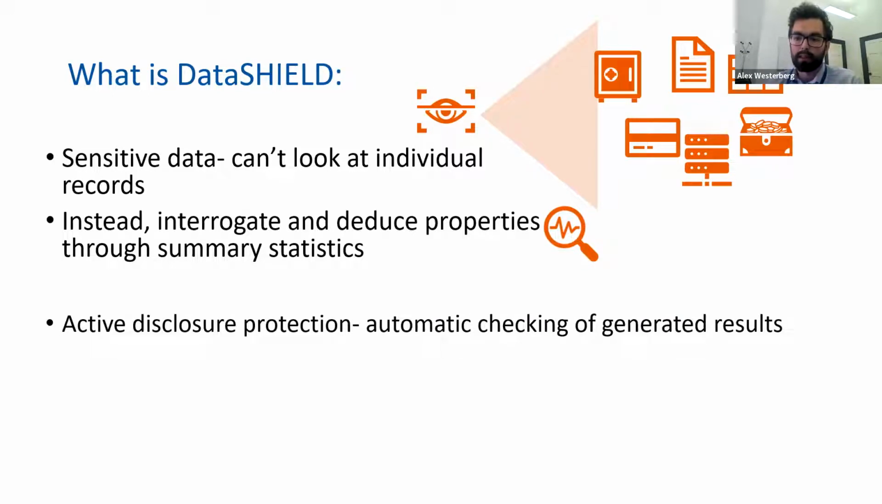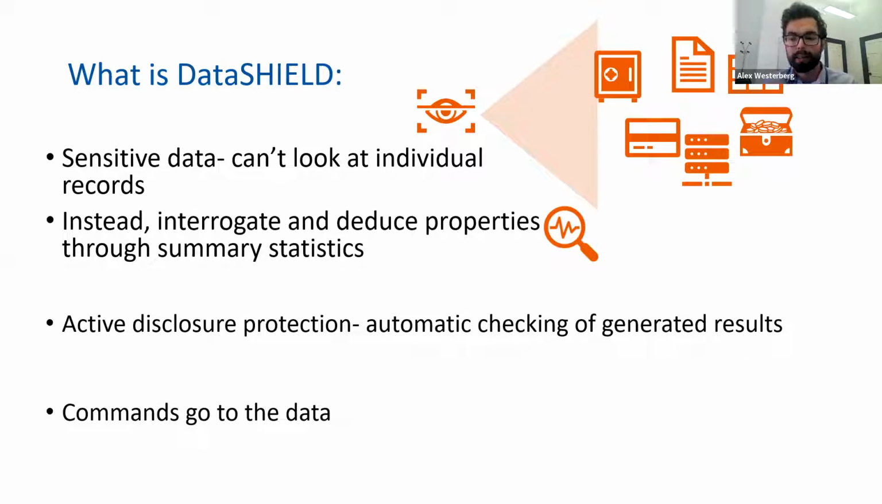In DataSHIELD, you request a result, and DataSHIELD is set up to decide whether or not that result is too revealing of the low-level details. And if it is, you're locked from seeing the result or answer you were looking for. This is called active disclosure protection, and it's very useful to give data owners and custodians confidence that their data is not going to be misused.